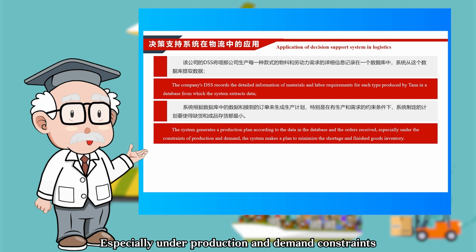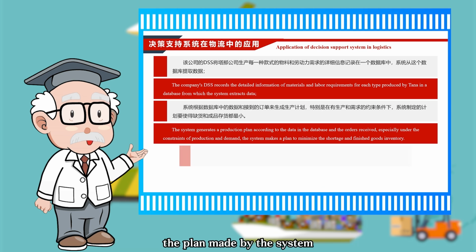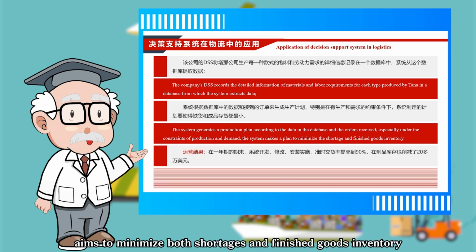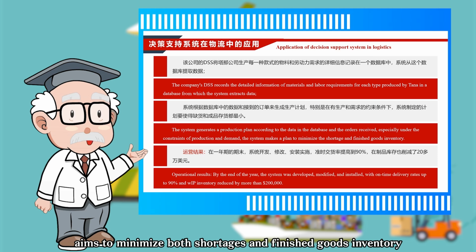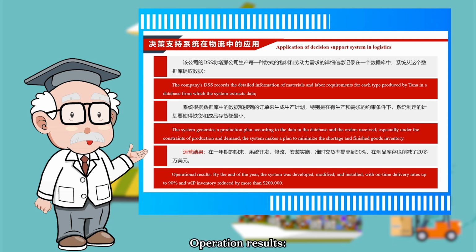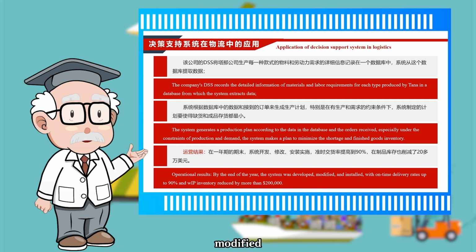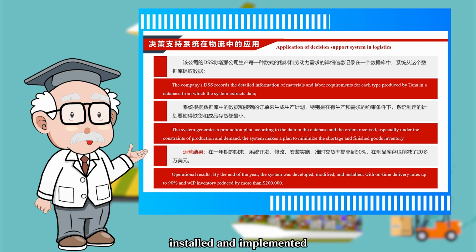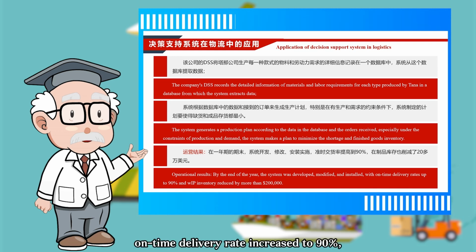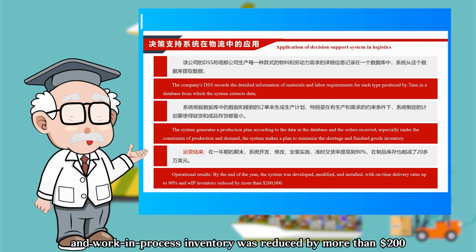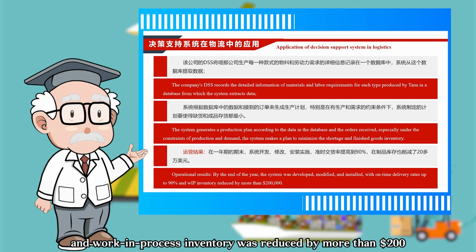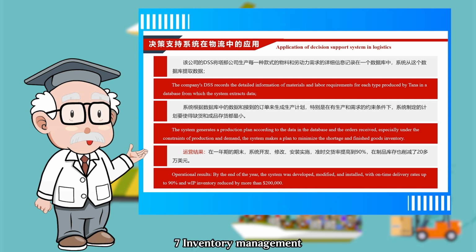Especially under production and demand constraints, the plan made by the system aims to minimize both shortages and finished goods inventory. Operation results: at the end of 1 year, the system was developed, modified, installed, and implemented. On-time delivery rate increased to 90%, and work-in-process inventory was reduced by more than $200,000.